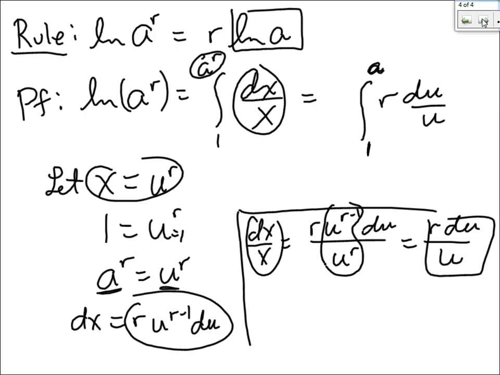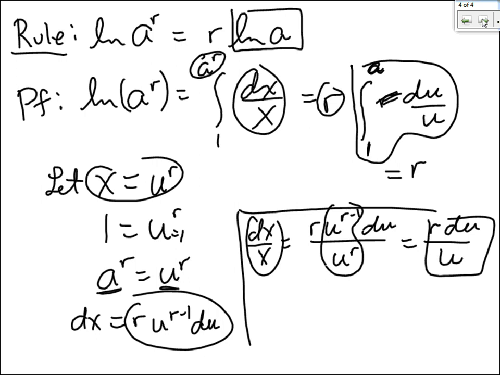The r being a constant, I can factor out in front, and the proof is now done, because I have r times this, but that's ln of a. So yep, you definitely can bring that power down. I know you can. We just proved it.